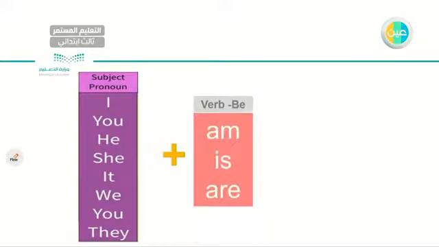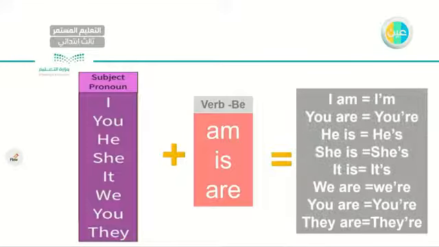I must have verb be. What kind of verb be will we be using? As you can see, am, is, are. Very good. So I have subject pronouns to your left that are followed by the verb be, am, is, are, and we will be having this. So let's read together.